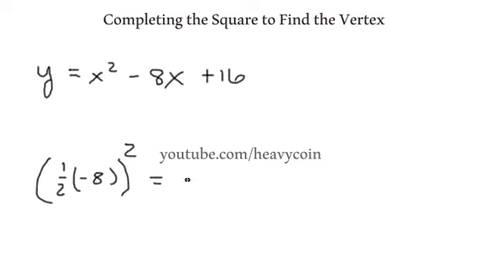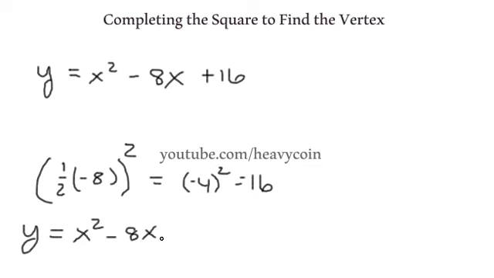And 4 squared, actually, let me write it like this so we don't skip any steps, is going to be 16. So I'm going to rewrite this as y is equal to x squared minus 8x. We've got a space here we've got to fill in. And then our plus 16. Well, the 16 goes right here. Now, of course, it's a plus, but we must put minus 16 out here.